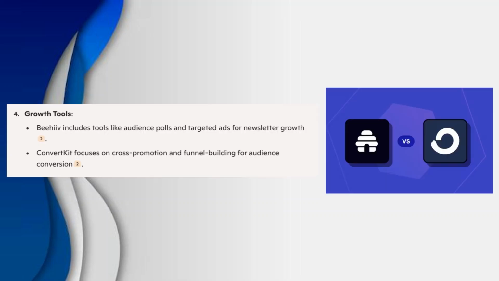Beehiiv includes tools like audience polls and targeted ads for newsletter growth. Convertkit focuses on cross-promotion and funnel building for audience conversion.